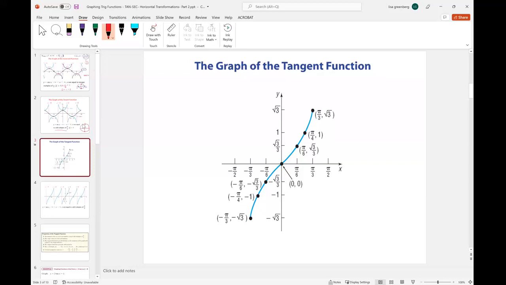So again, when we talk about tangent, it's really the same as the sine of x over the cosine of x, right? So again, when we want to graph it, we have to think about, well, I can't have my denominator equal 0. So cosine of x cannot equal 0. So where does cosine of x equal 0?